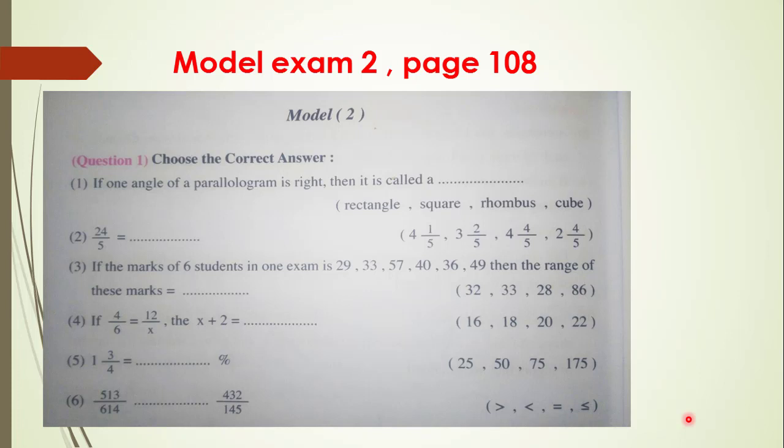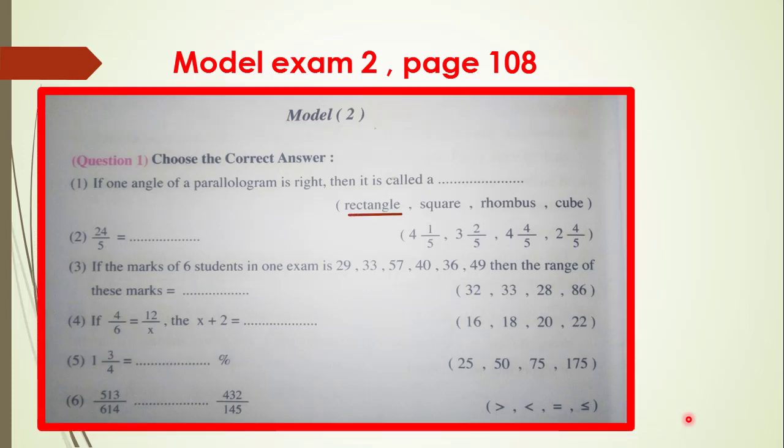The first question, choose the correct answer. Number 1, if one angle of a parallelogram is right angle, then it's called of course, a rectangle, because if one angle is right angle, it means all angles will be right angles.